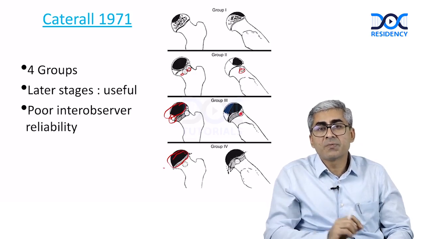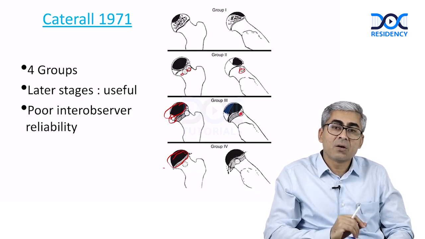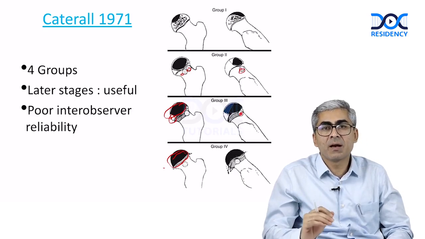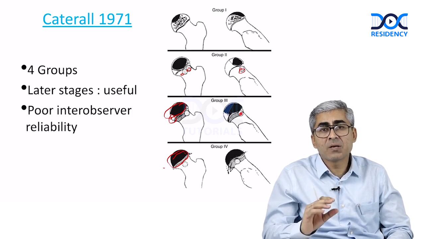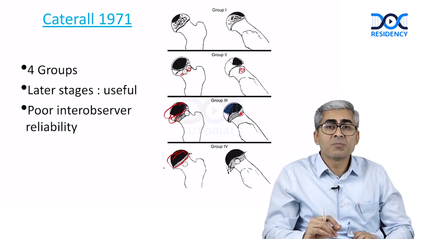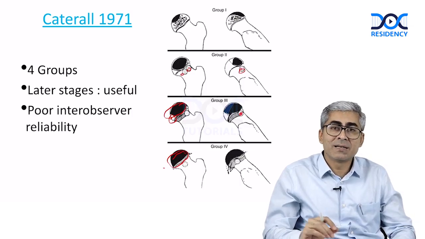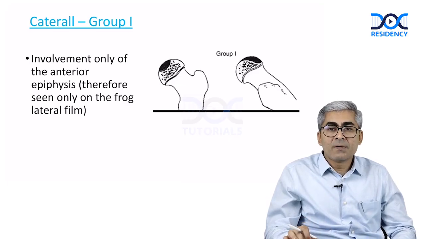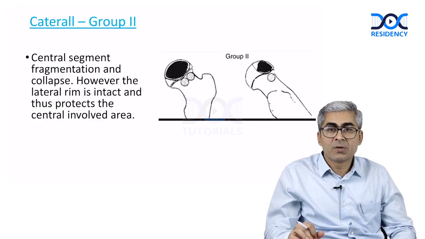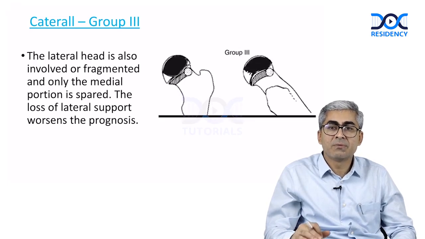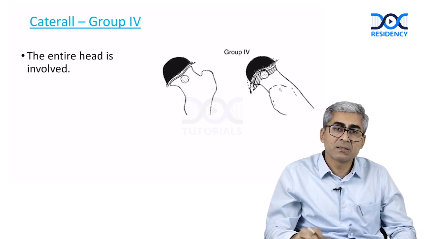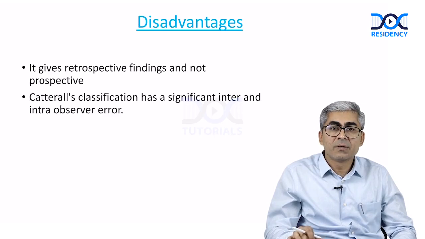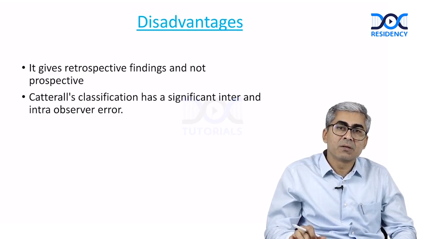So, the problem with this classification is, one, there is most of the times confusion between group 2 and 3. So, the inter-observer reliability is very low in this, and then this applies only to the fragmentation stage and cannot be applied early on, so that we can decide what treatment or how aggressive our treatment should be. So, this is group 1 where the head is involved less than 25%, then 25 to 50%, then we see 75% involvement, and this is the entire head involved. I have already spoken about the disadvantages as well.